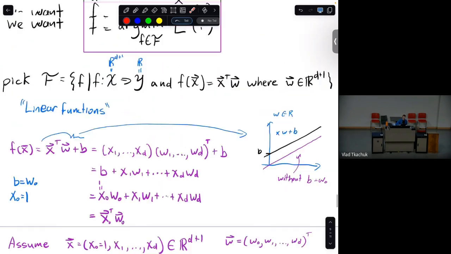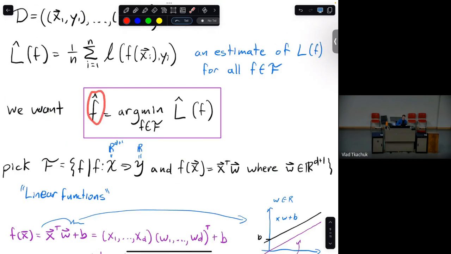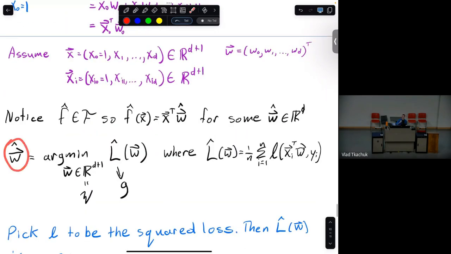So it does not give you this. So this thing outputs a function. This thing outputs a W hat. But if you then take your W hat and write a function in this form, which is write your function as X transpose W, then you get F hat.